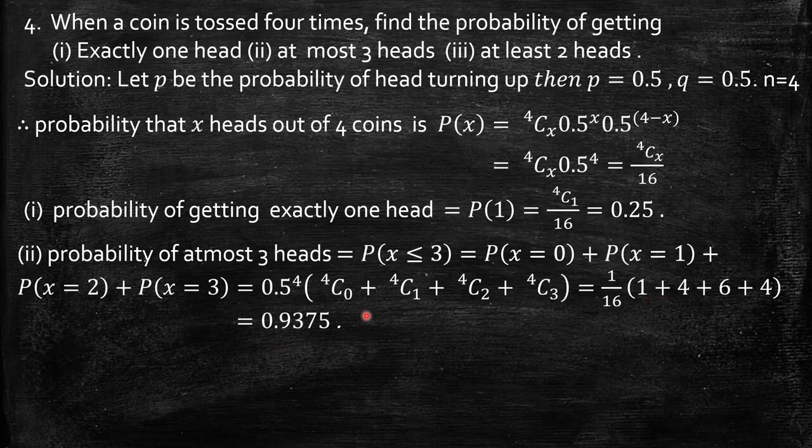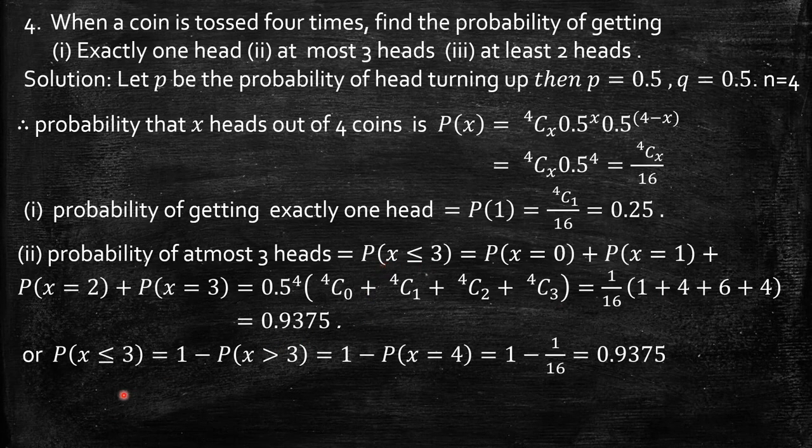0.9375. Another way of solving this: probability of x less than or equal to 3 is the complement of probability of x greater than 3. Since n is 4, we have only one value left out, that is x equal to 4. So 1 minus probability of x equal to 4, that is 1 minus 1 by 16. Put x equal to 4: 4C4 by 16, that is 1 by 16, which also gives the same answer, 0.9375.